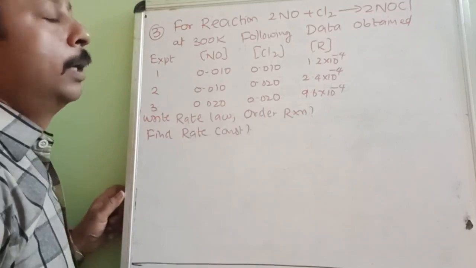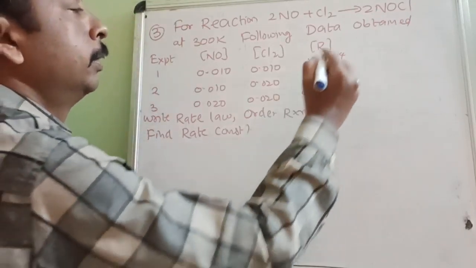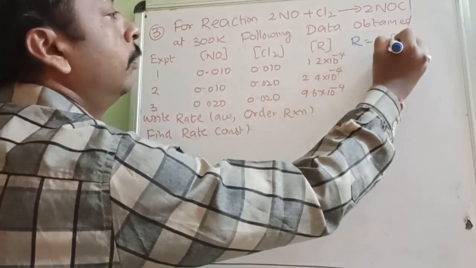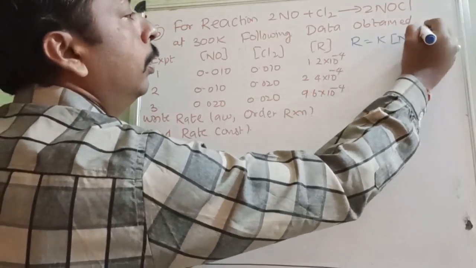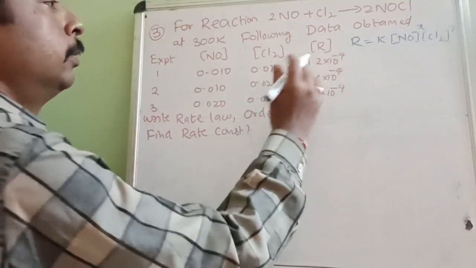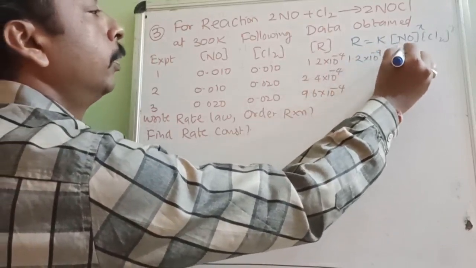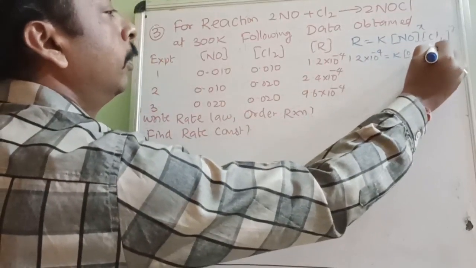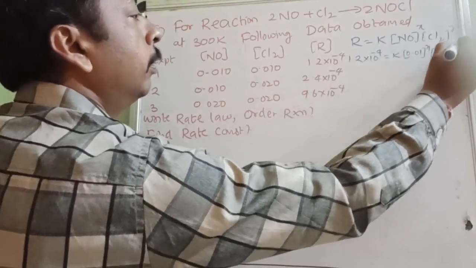Here 3 experiments are there. How many equations will I make? I will be making 3 equations. First, what we should assume: R is equal to k into NO to the power of x and Cl2 to the power of y. So R is equal to 1.2 into 10 to the power of minus 4 equals k into 0.01 to the power of x and 0.01 to the power of y.